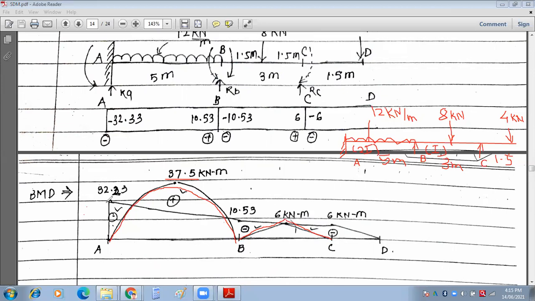And fixed moment at A, fixed moment at B, and fixed moment at C, whatever the value we have found out, that value you have to mark out over here and join by inclined straight lines. And once you have joined these, the uncommon portion is nothing but what? The actual bending moment diagram. And once you have drawn this one, this hatched portion is nothing but what?